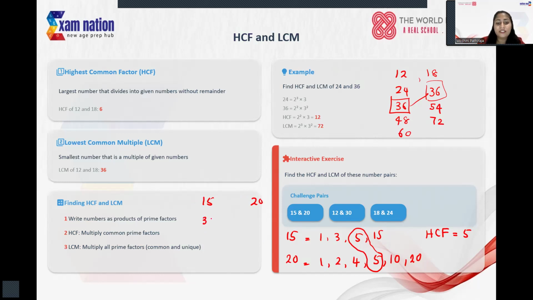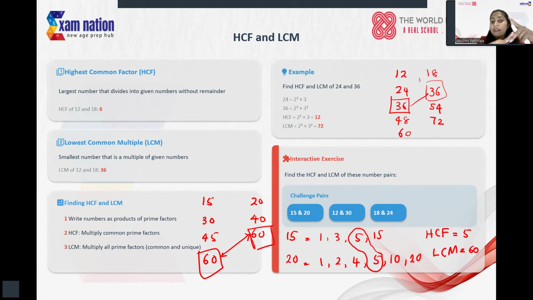So what are the multiples of 15? 15, 30, 45, 60. I will stop there because I need the smallest one. So what are the multiples of 20? 20, 40, 60. Yes, we just found the least common multiple of 15 and 20. It is number 60. So the LCM for these two is equal to 60, right?